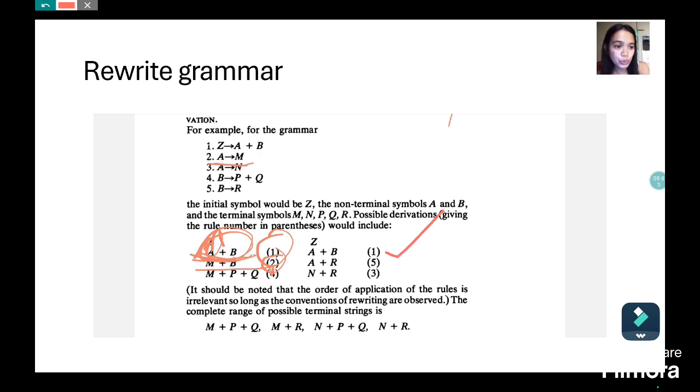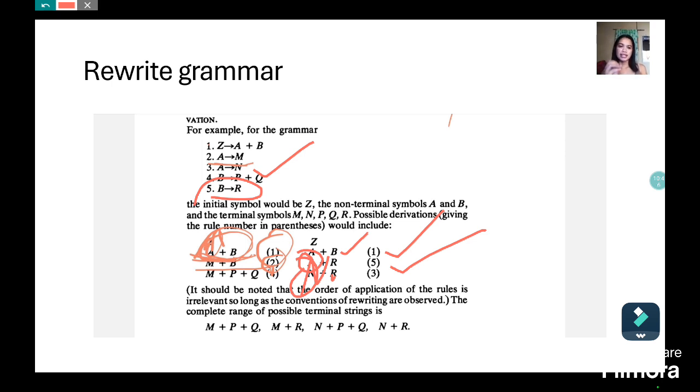Now, applying rule number 5, we replace B with R. So the result is A plus R. Next, we're going to apply rule number 3. We replace A with N, so A replaces N. So the result is N plus R.